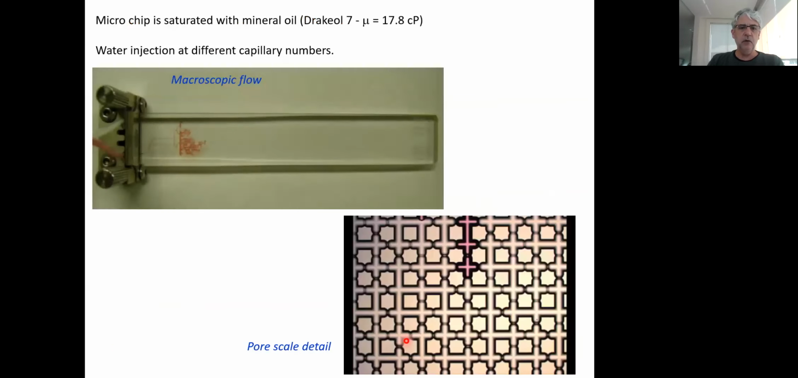So here's an example of the type of visualization. Water, with the red dye in this case, is displacing oil, that's a higher viscosity liquid that's colorless in this image here. You can see the non-uniform displacement from a macroscopic point of view, but also we can see what's going on from a pore scale point of view. You can see the water phase invading the pore space, and you see the trapped oil ganglia here.